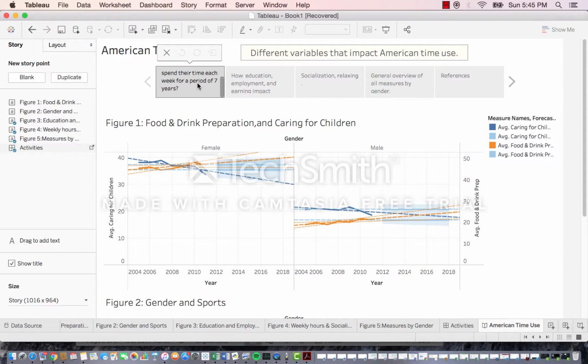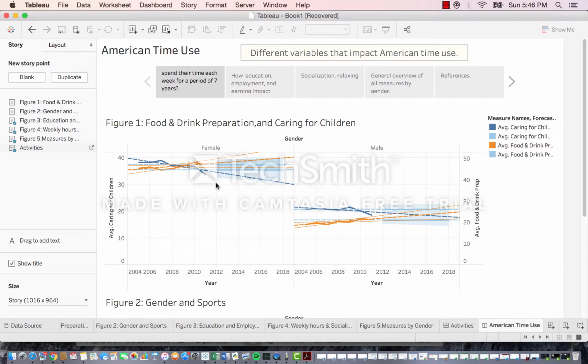As you can see, the first graph shows a line graph of the variables food and drink preparation and caring for children. I included color to differentiate the variables, and I also included trend lines to give me more insight on the analysis. From the graph, we can see that food and drink preparation is trending upwards, and caring for children is trending downwards. This makes sense considering that as a family grows bigger, they'll spend more time on food and drink preparation, and as kids grow older, the parents will spend a lot less time on caring for them.